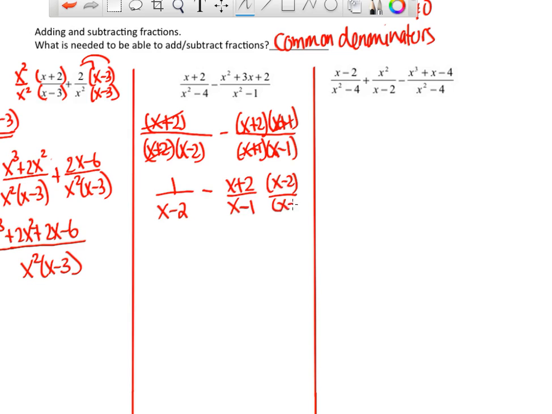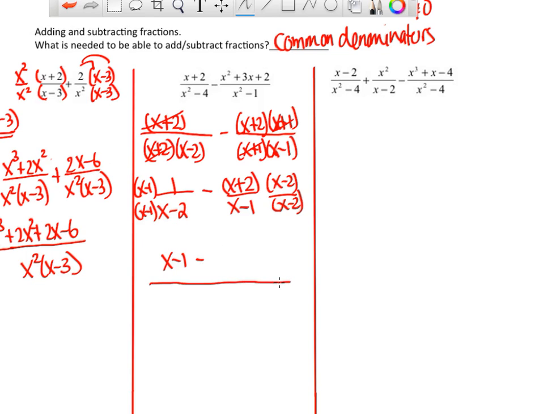Make sure I multiply it by both parts. And I need an x minus 1 over here. Okay, and then that should work. So x minus 1 times 1, that's just x minus 1. Minus x plus 2, x minus 2. So I need to FOIL that. And in the bottom I get x minus 1 times x minus 2.